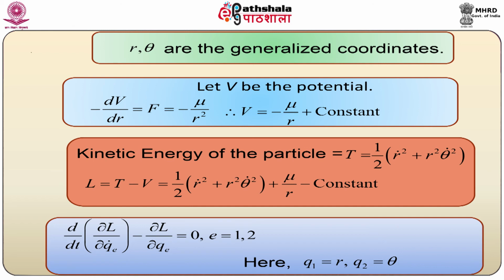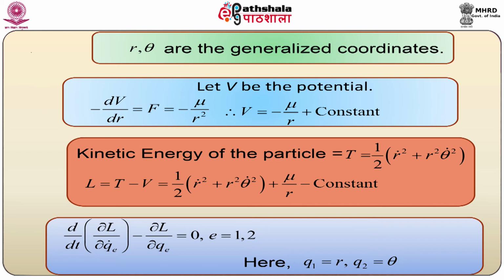Here we have two generalized coordinates, which are r and theta. Naturally, we can get two equations, that is, we can get two Lagrange's equations of motion. Let capital V be the potential, which has the following relation.